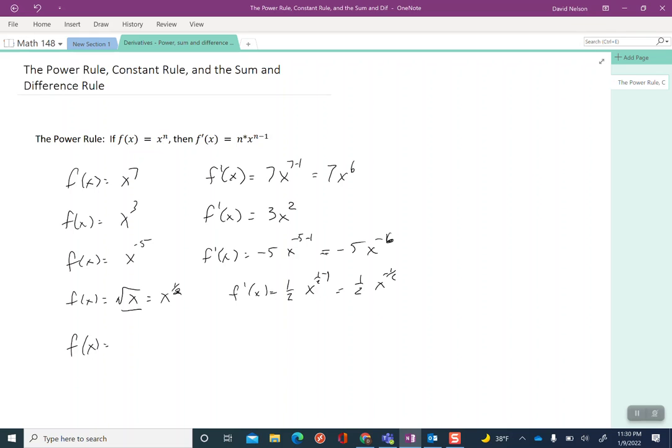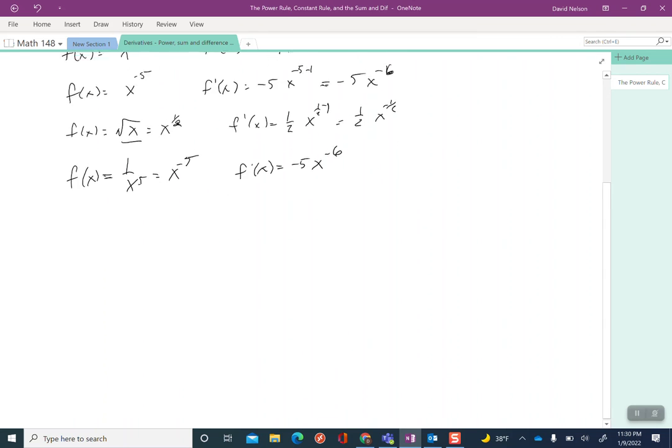And if you've got something like 1 over x to the 5th, our properties of exponents allow us to rewrite that as x to the minus 5, and then we can apply the power rule to that, multiply by the exponent, and then subtract 1 from your exponent, so we get minus 5x to the minus 6th.